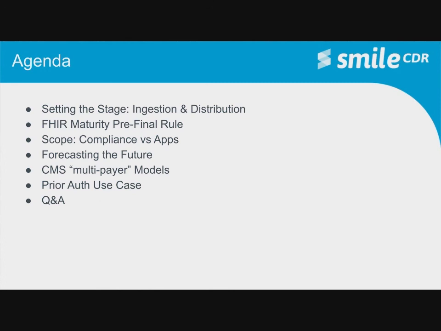FHIR, the transmission method, the version that you all have to meet for compliance, is a single transaction where a consumer unlocks his or her account using their username and password and authorizes a third-party application to make queries within the scope of that single patient record. And that's compliance.